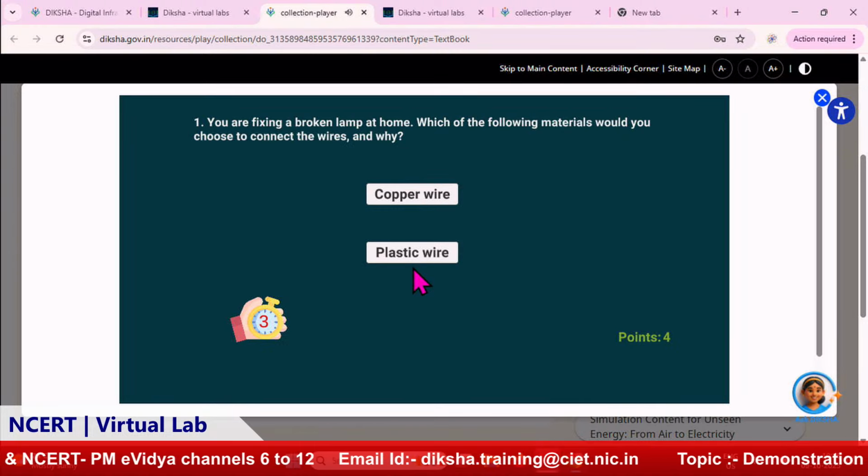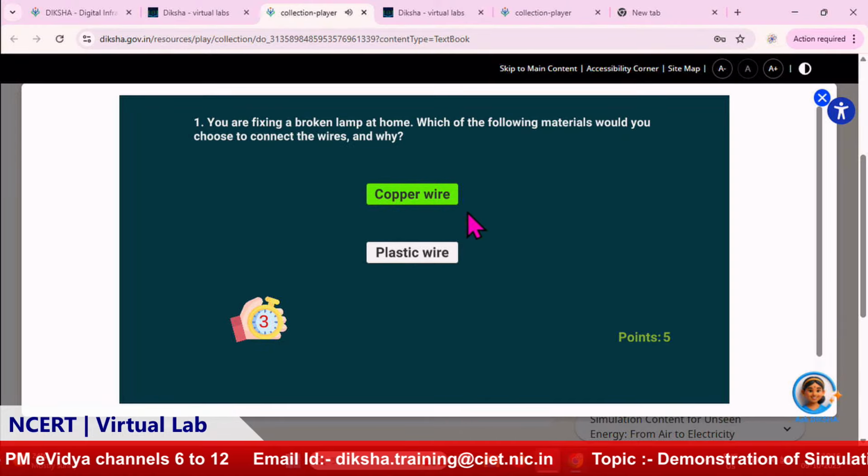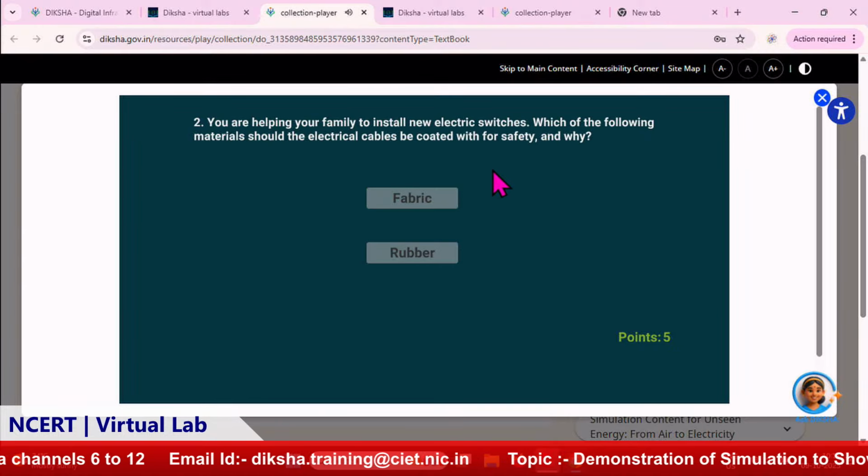Copper wire or plastic wire? We will choose copper wire. Why? Because they are good conductors, they allow electricity to pass through it.